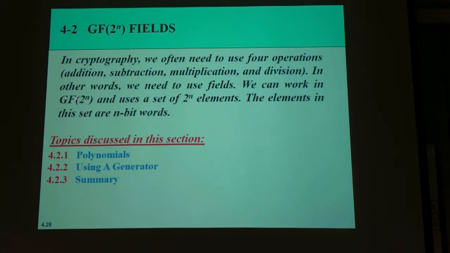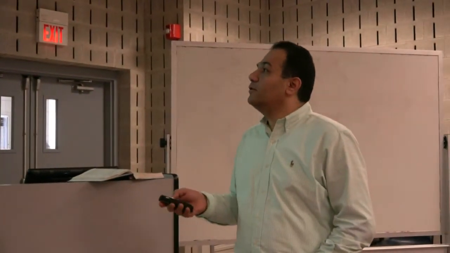So if I say 2 to power 3, what is 2 to power 3? How much? 8. How many bits do you need to represent 8? 3 bits, right? So we are trying to represent it with binary. This is very important in cryptography. We went through smoothly to come to this point. So let's talk about polynomials using a generator, and then we summarize it.